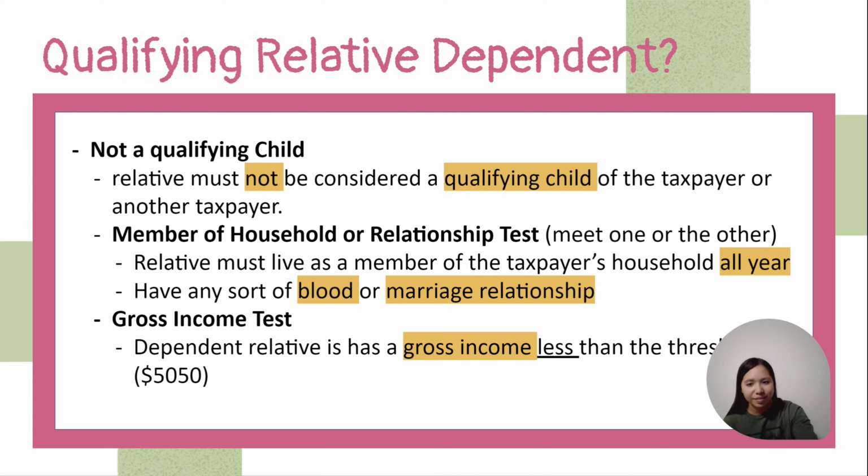So if the taxpayer is caring for a dependent who has a high gross income, say over the threshold, then they are not a qualifying relative dependent and will not be able to be claimed as a dependent on the taxpayer's return.